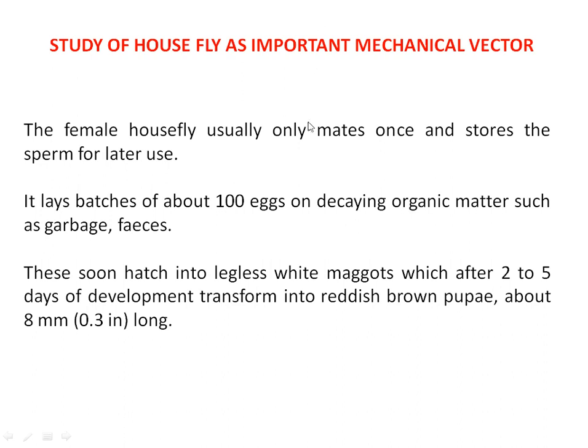The female housefly usually only mates once and stores the sperm for later use. The female housefly usually only mates once during its lifetime and stores the spermatozoa in the receptacle. These stored spermatozoa are used later on to fertilize the eggs. It lays batches of about 100 eggs in decaying organic matter such as garbage and feces.